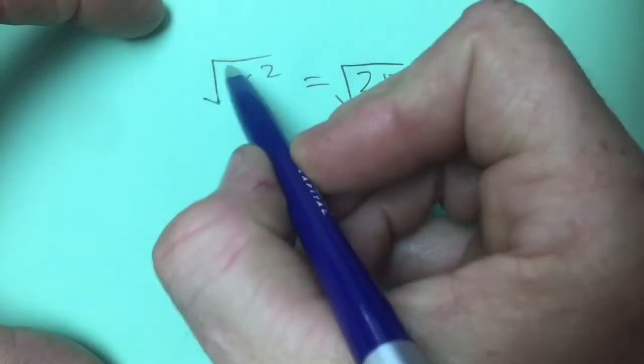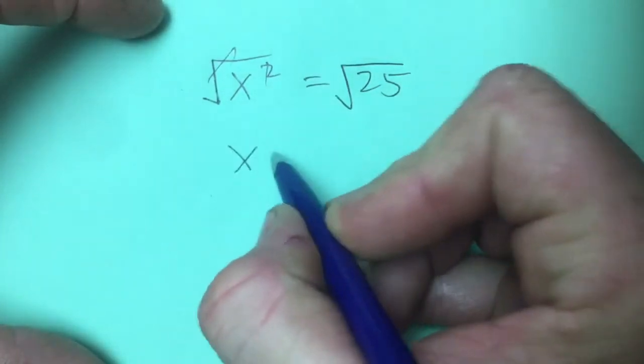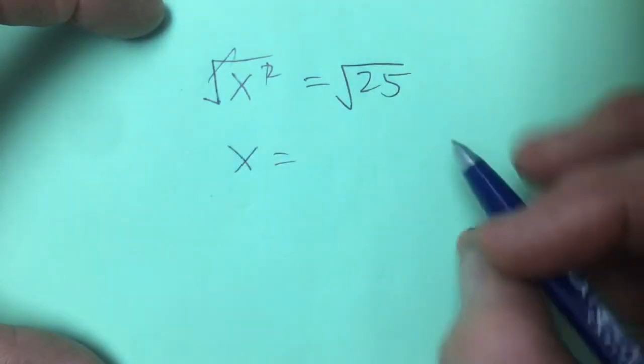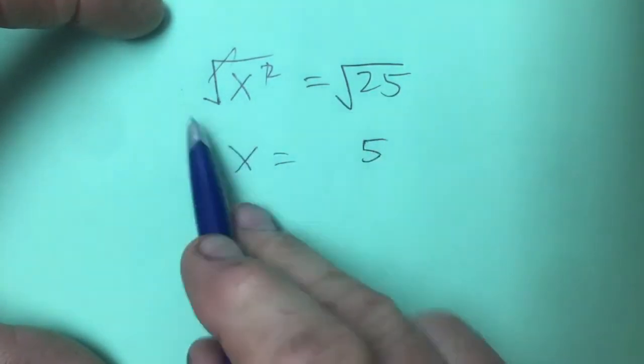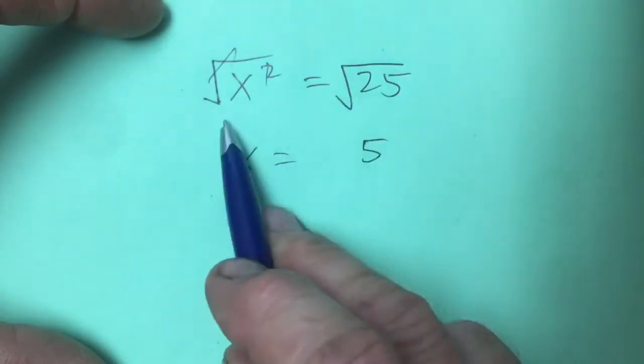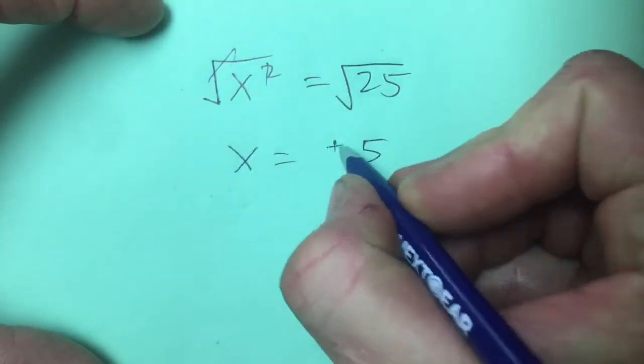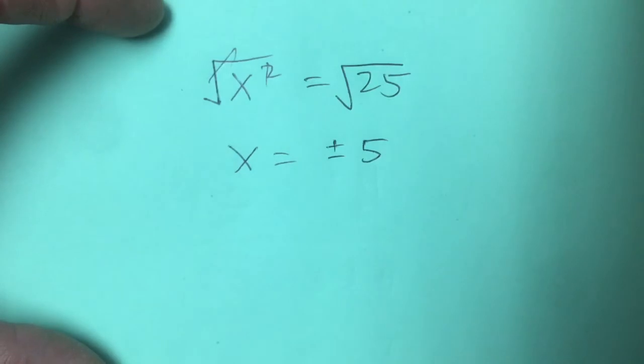When I square root here, it cancels the square, and so I have just x. When I square root 25, it's 5. But anytime you square root both sides like this, your answer could be plus or minus. It could be positive or negative.